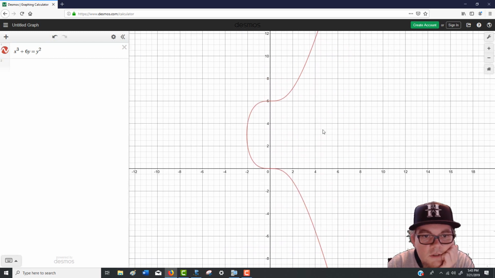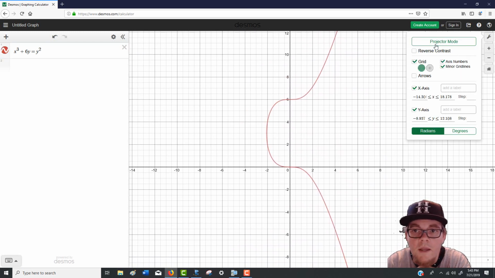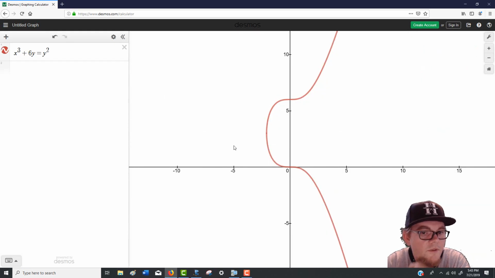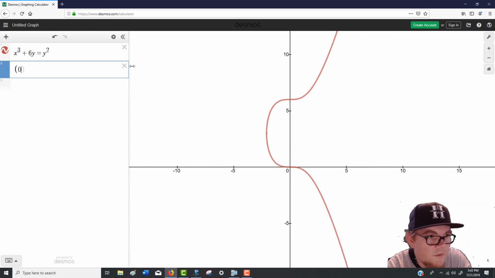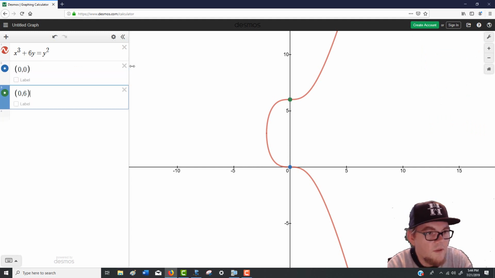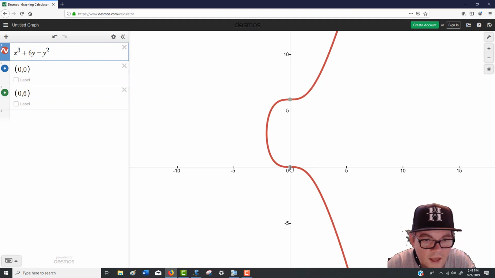Okay, so there is our equation, or there's our graph of the function. Let me make it a little easier to read. Oh, reverse contrast is fun though. So there it is. We're supposed to have horizontal tangent lines at 2 points, (0, 0) and I think it was (0, 6). Question is, do those look reasonable? Heck yes, they do. It looks totally flat right there.